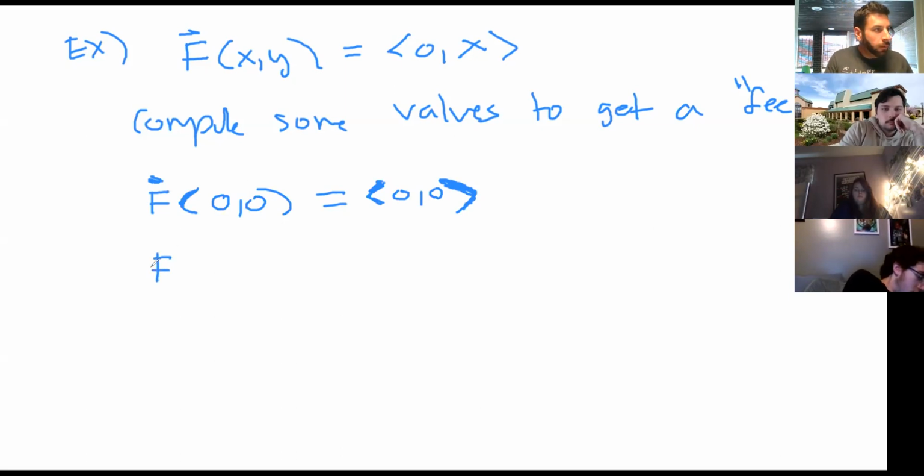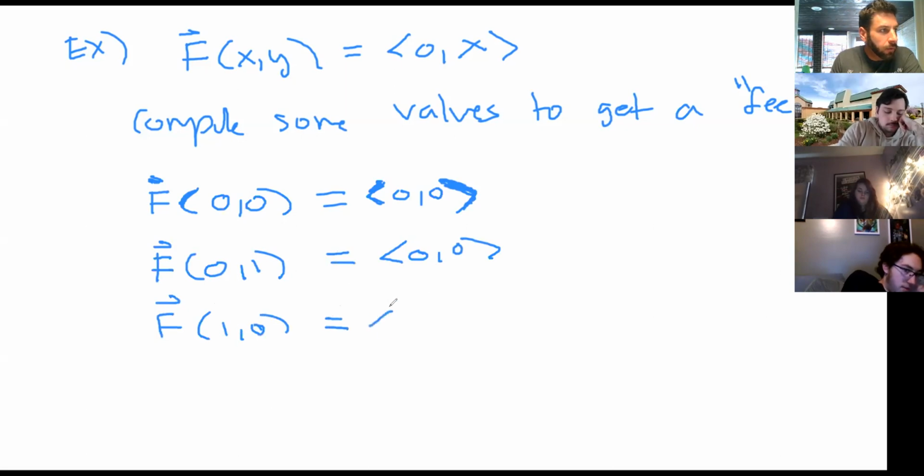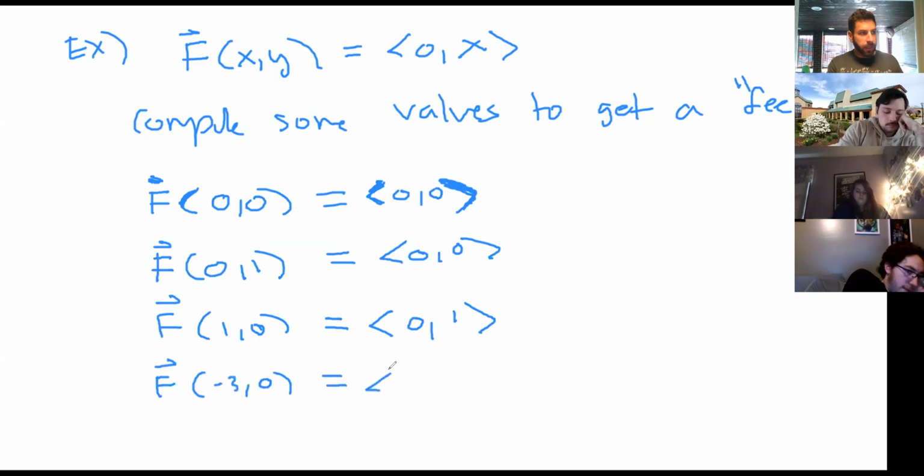So what if I put now (0, 1)? When I plug (0, 1) in, this spits out <0, 0>. If I plug in, say (1, 0), it spits out the vector <0, 1>, where the 1 is the x input. If I plug in, say (-3, 0), it spits out the vector <0, -3>.